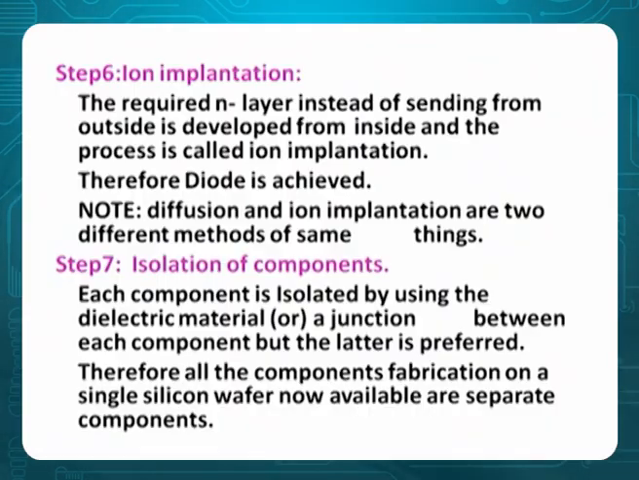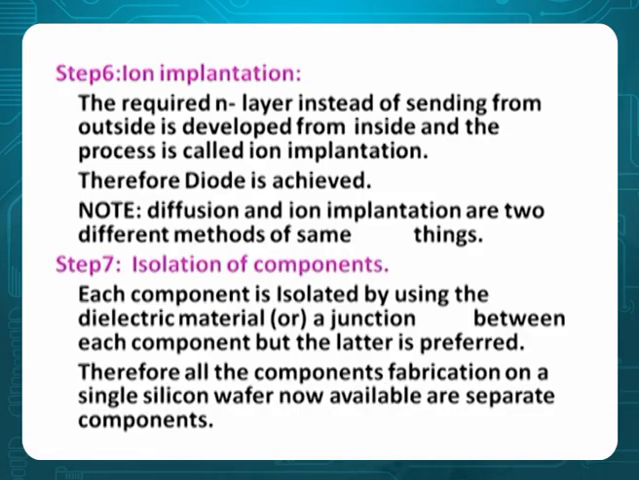Step 6: Ion implantation. The required N layer, instead of being sent from outside, is developed from within, and the process is called ion implantation. Therefore, a diode is achieved. As I told you, diffusion and ion implantation are 2 alternate methods of the same thing. So now we have a transistor available, a diode available. Actually, a transistor is converted into a diode. How is a transistor converted to a diode? If the collector and base are connected, it's no more a transistor but a diode.